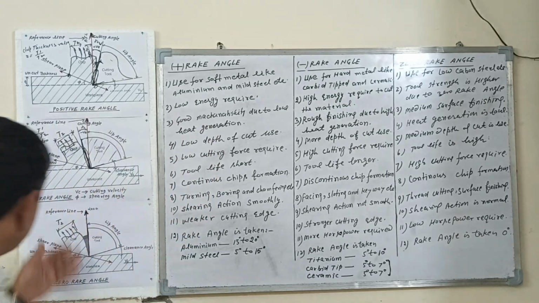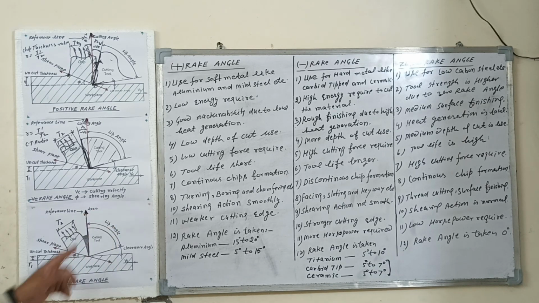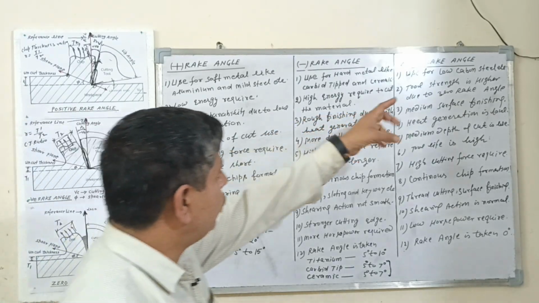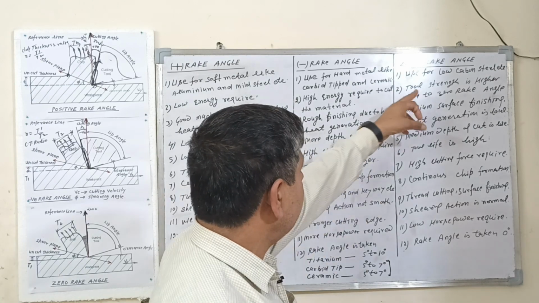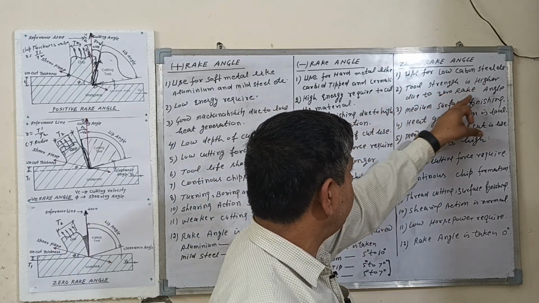So we are going on this figure. This is a zero rake angle. Zero rake angle means this is a reference line, and the plane of the cutting angle is the same as this surface. So this angle is called the zero rake angle. Zero rake angle is used for low carbon steel. Second, tool strength is higher due to the zero rake angle.